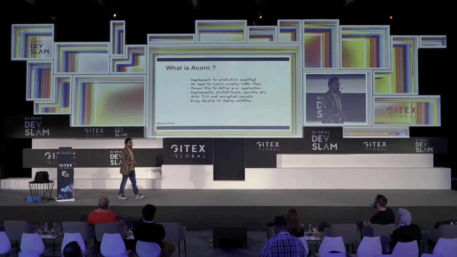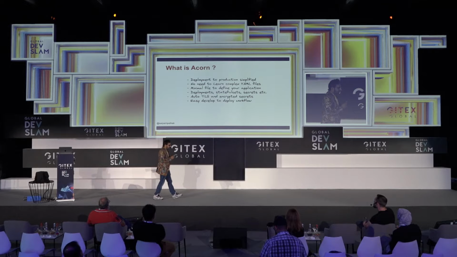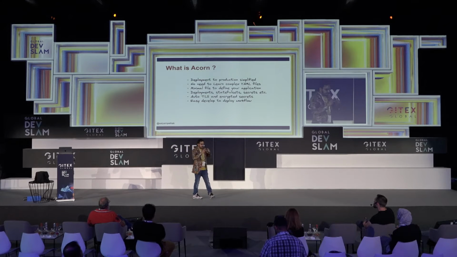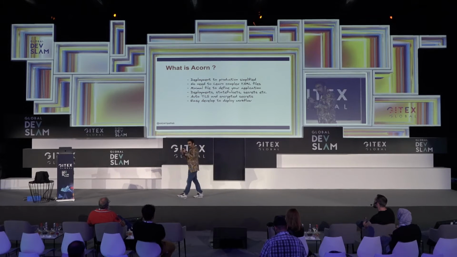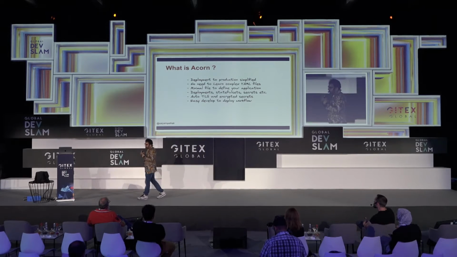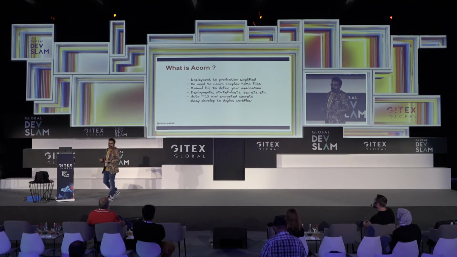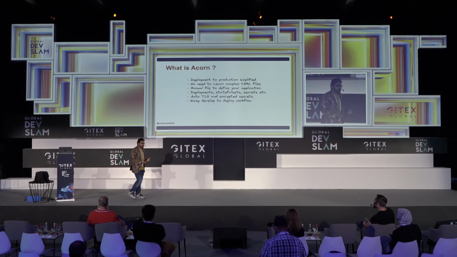So what is Acorn? Deployment to production simplified, because there is a single file, the Acorn file, that we'll be using with the minimal set of configurations required to deploy the application to Kubernetes. No need to learn complex YAML files. You don't need to understand how the YAML file will work, adding the annotation, secrets, config maps, volumes. All these concepts are a learning curve in themselves when you're learning Kubernetes.